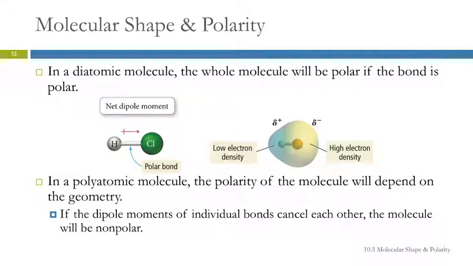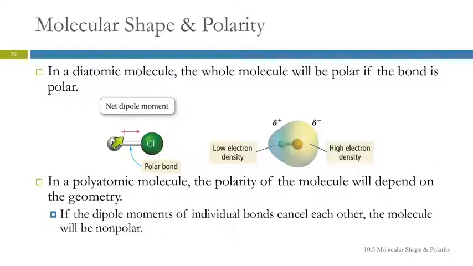So, molecular shape and polarity. We've talked about polar bonds versus nonpolar bonds. Talked about electronegativity. If we're looking at just a diatomic molecule, just two atoms with a single bond, the whole molecule is going to be polar if that one bond is polar.